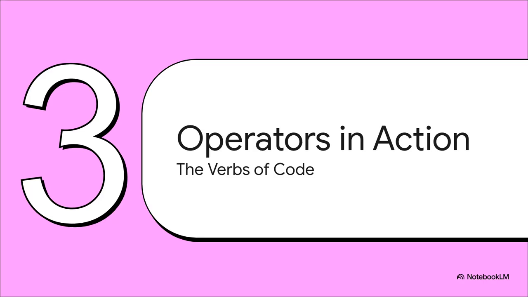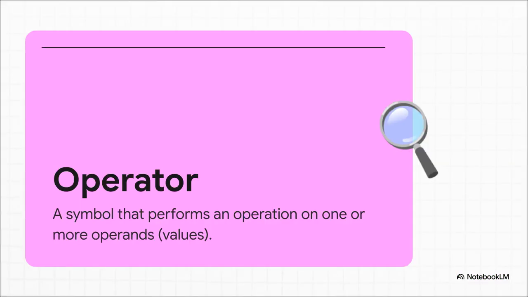Okay, moving right along to section 3. Operators in action, the verbs of code. Now that we have our nouns, we need some verbs to make them interact. In Python, these verbs are called operators. An operator is just a symbol that performs an operation on one or more operands, meaning values. Simply put, operators are the foundational building blocks of expressions. They're exactly how we calculate, compare, and assign things.